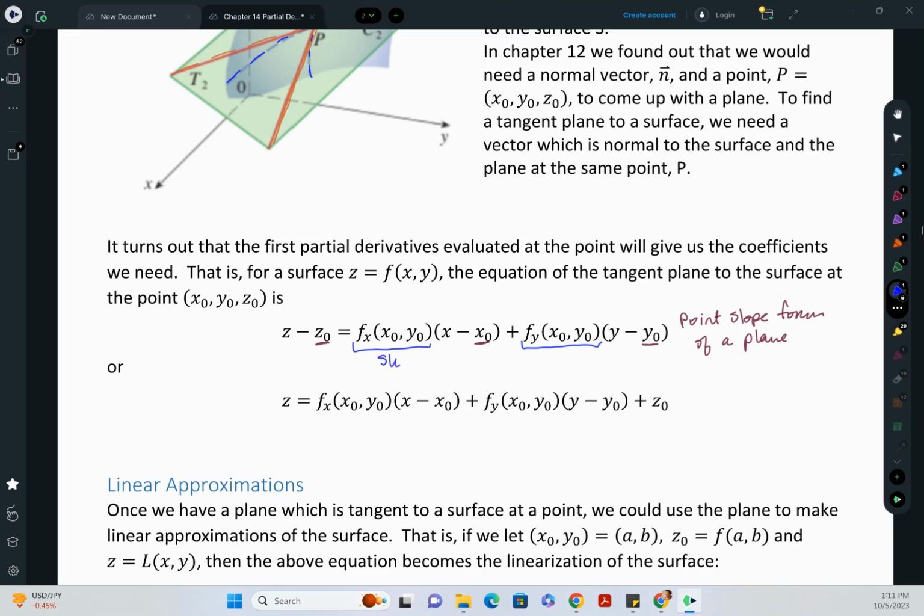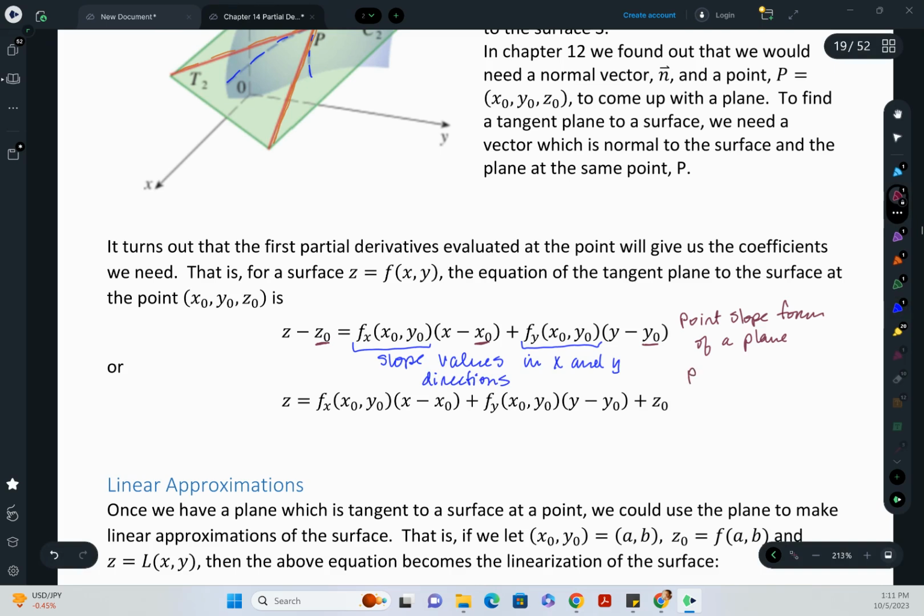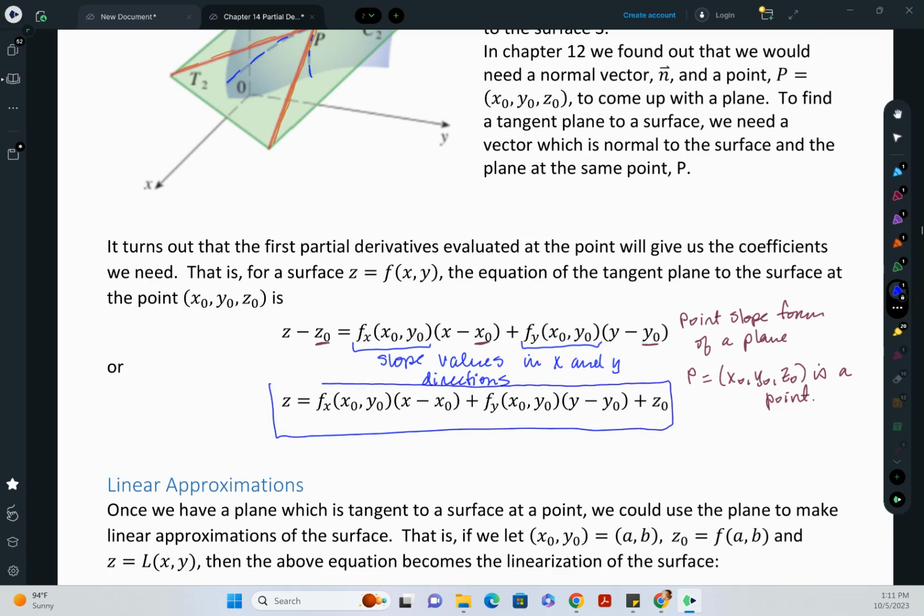So since we're in 3D, we have to have two slope functions giving us slope values. Okay, so the blue is giving us the slope values in the x and y directions. And then the point P is x naught, y naught, z naught. So P is a point. Okay? And then, of course, we would normally solve for z. So we would move the z naught over to the other side of the equation. And then this would be our formal equation of a tangent plane.